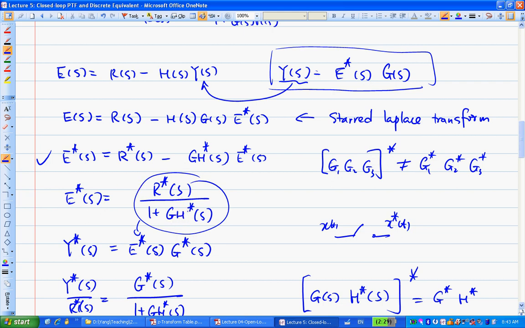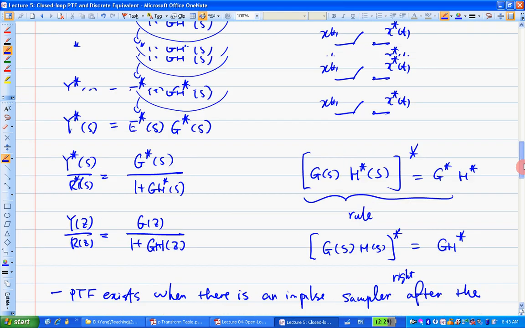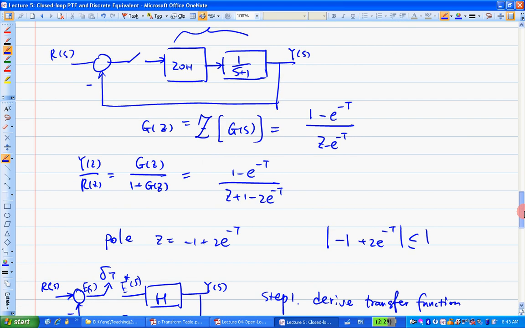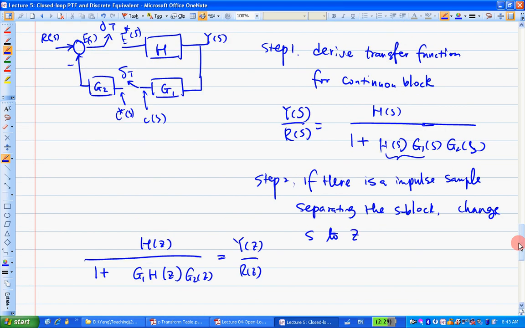Then we can change the S to the Z by the appropriate substitution, which is this value here. And of course, at the end, after you obtain the pulse transfer function, which is in Z, there shouldn't be any S in it. That's definitely the case.